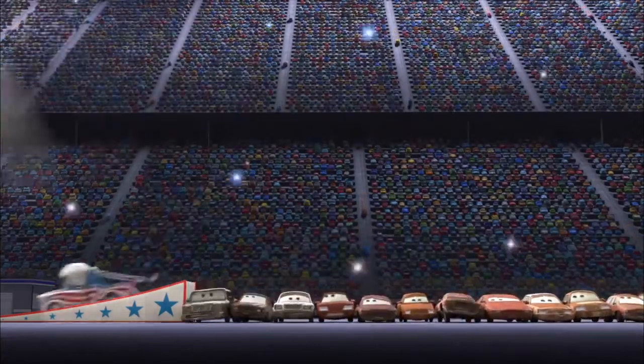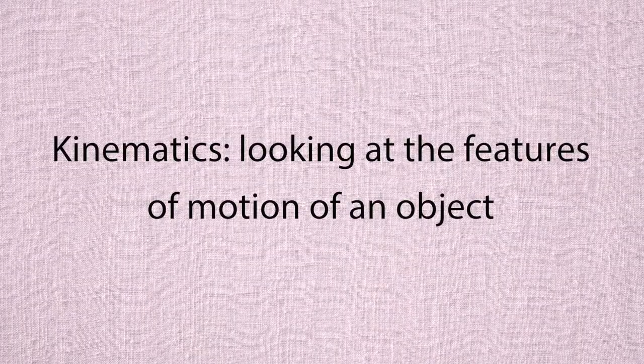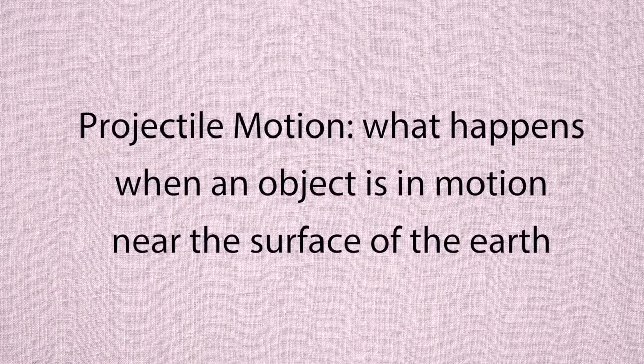In order to analyze the clip, we first need to talk about kinematics and projectile motion. Kinematics is, in the most basic sense, looking at the features of motion of an object. Projectile motion is more specifically what happens when an object is in motion near the surface of the Earth, under the constant force of gravity.